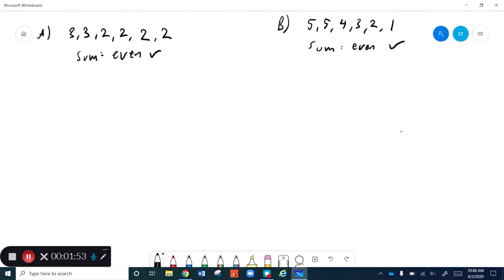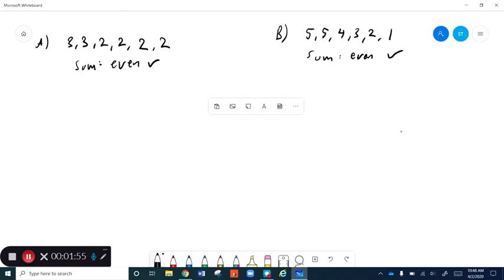Scroll down here a bit. So let's start with A. How many vertices would this need to have? Well, we have 2, 3, 4, 5, 6 numbers in this sequence. So I'm going to draw 6 vertices. There we go, there are 6 vertices. And now I'm just going to start attempting to make this work out.